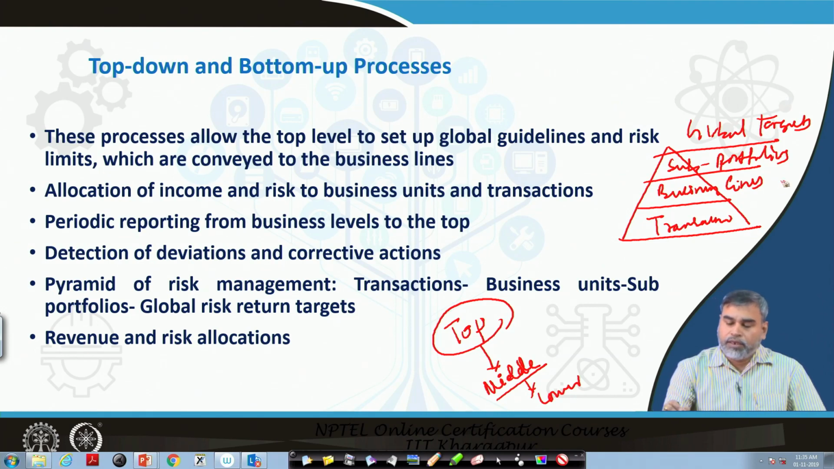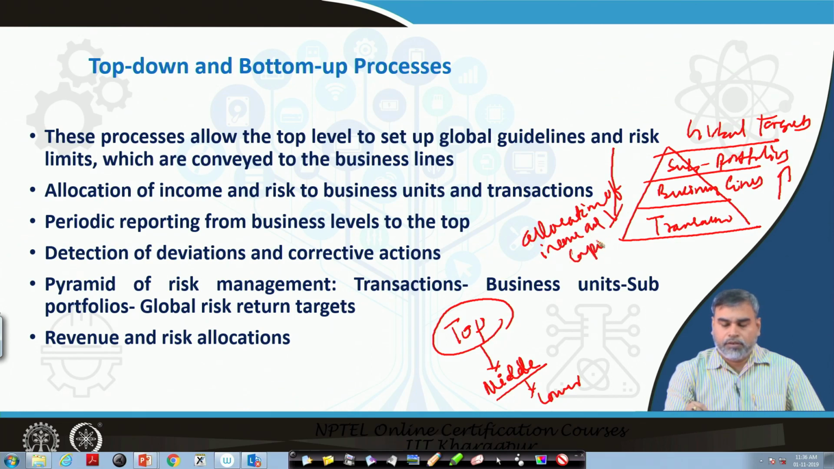and these targets are nothing but the risk-return target. So, this is the way it will move, and otherwise the allocation of income and capital goes from top to bottom. This is the allocation of income and capital. So, this is the way both the top-down and bottom-up approaches in the risk management process work in a particular system, including the commercial bank.